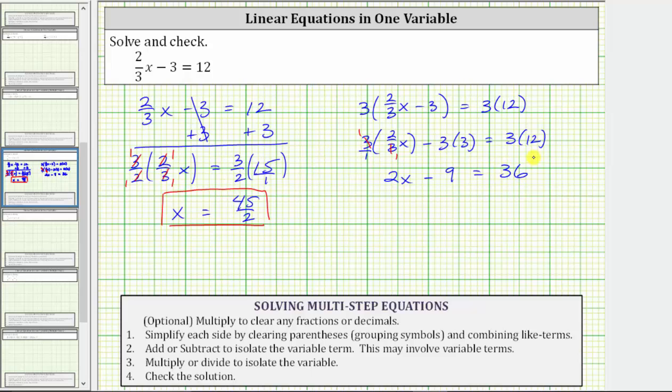The next step is to add or subtract to isolate the variable term, which means we add 9 to both sides to undo the minus 9. Simplifying, -9 plus 9 is 0. The equation simplifies to 2x equals 36 plus 9 is 45. Last step is to divide both sides by 2, of course giving us the same solution, x equals 45/2.